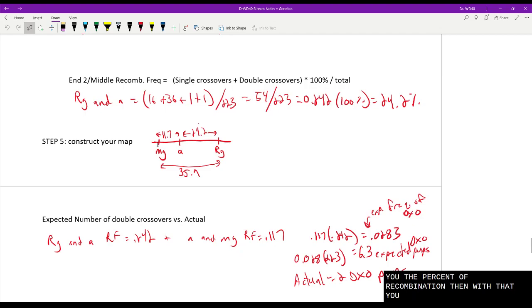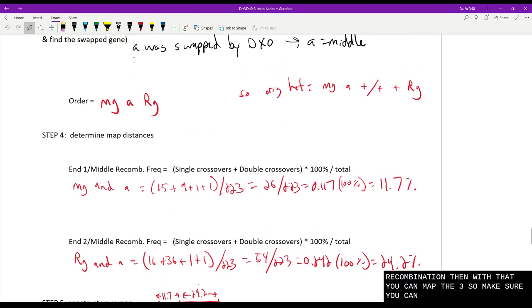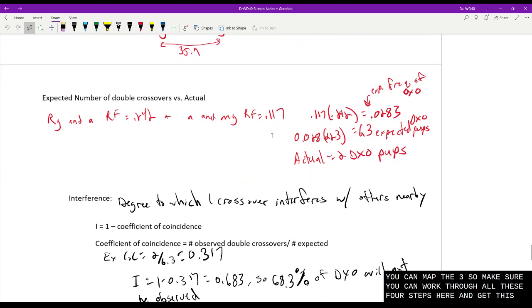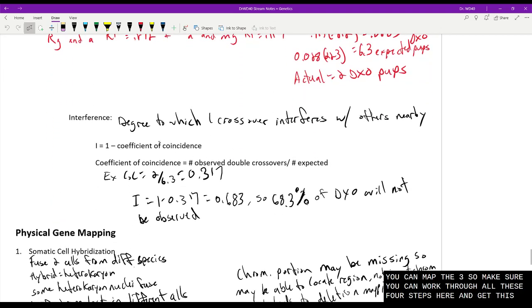Then with that, you can map the three. So make sure you can work through all of these four steps here and get this map. And then with that, remember we had the interference. Interference is equal to 1 minus the coefficient of coincidence. So if I say the interference is 0.68, you know that 68% of the double crossovers will not be observed. That's the degree of interference in which they have.